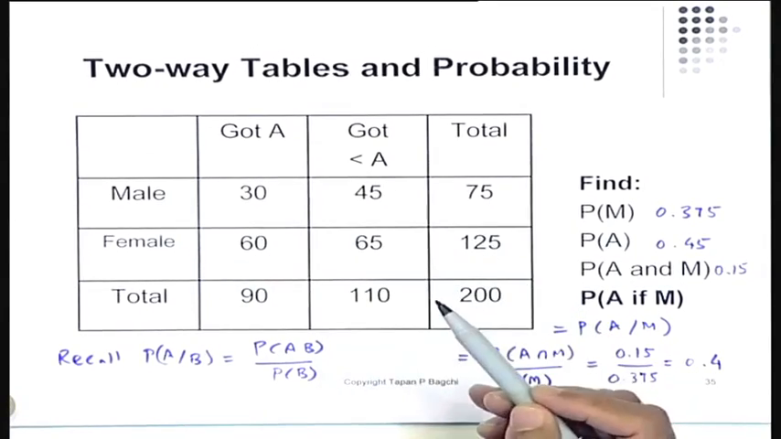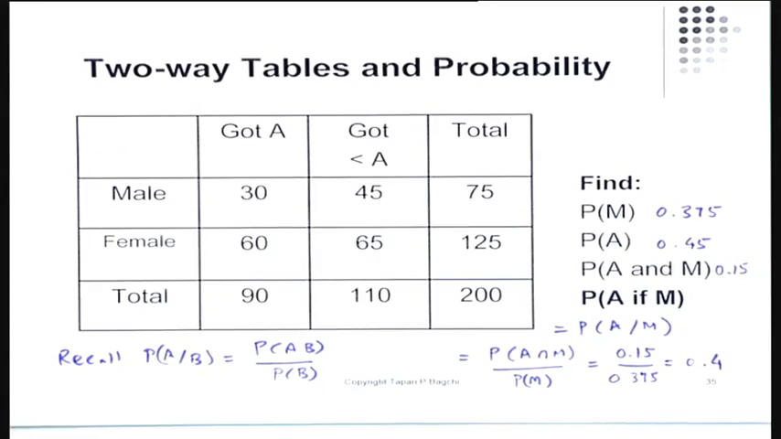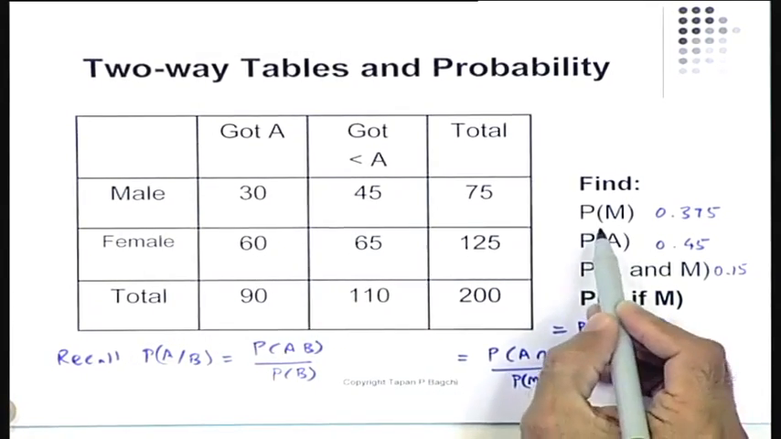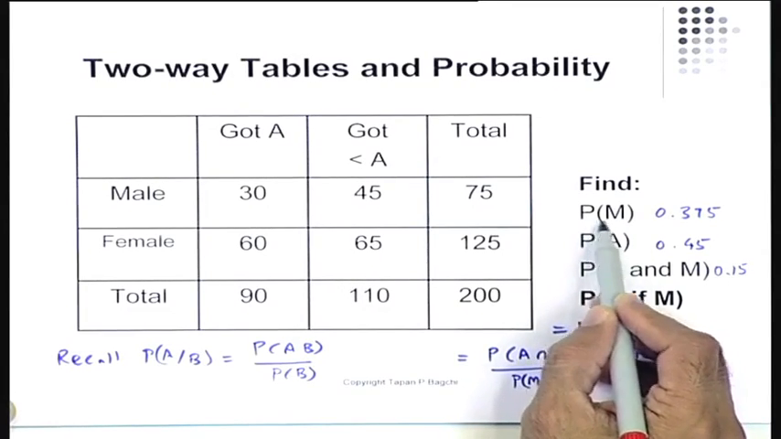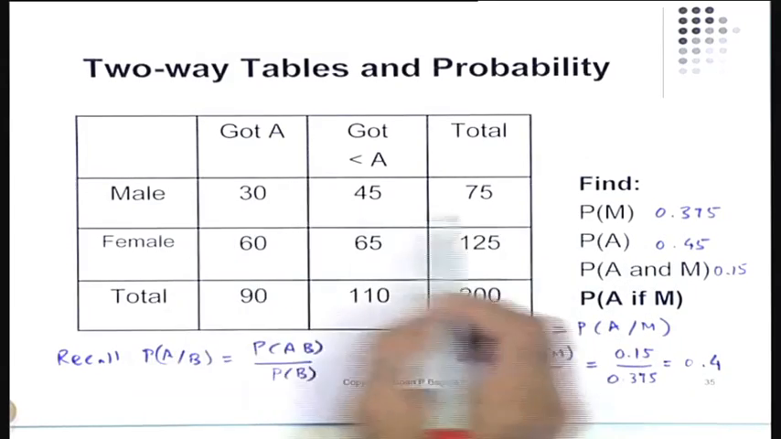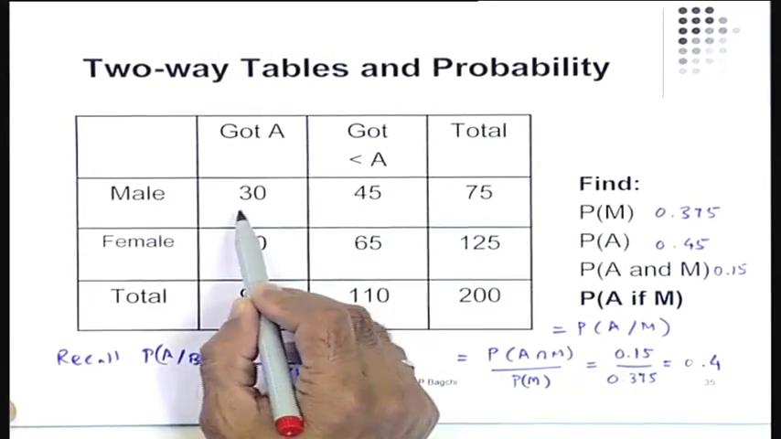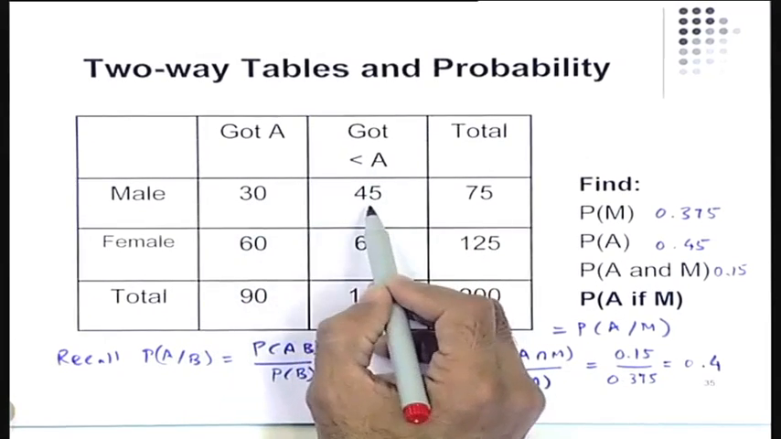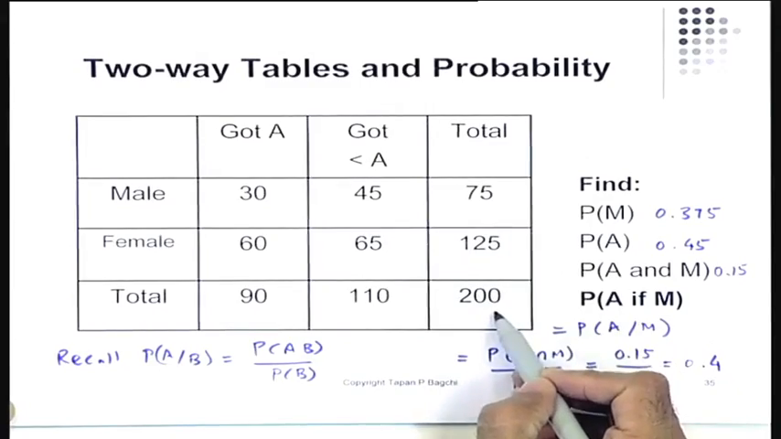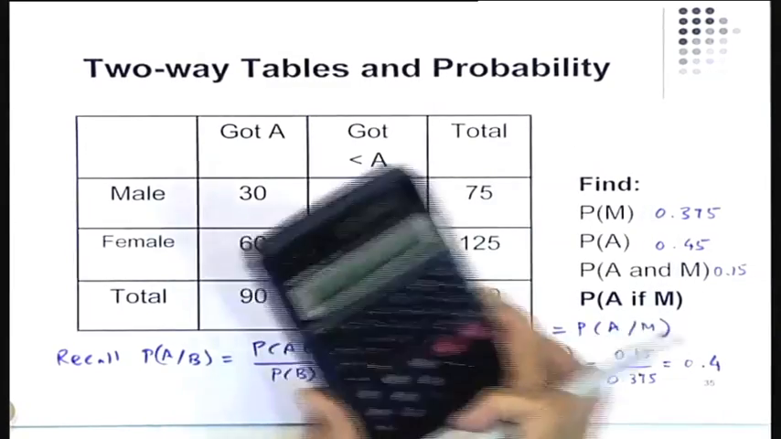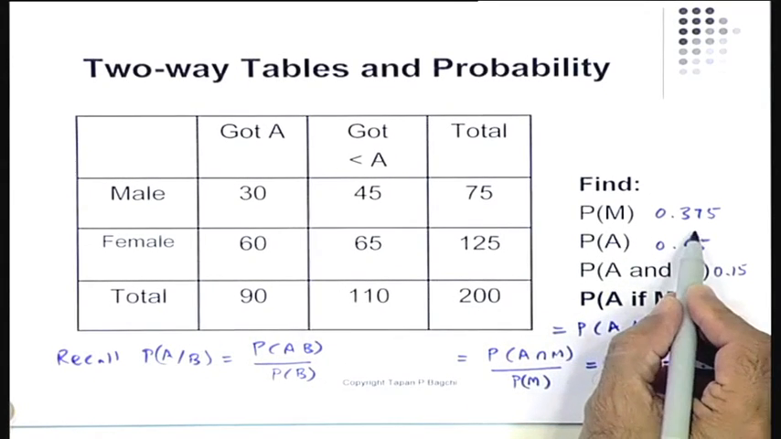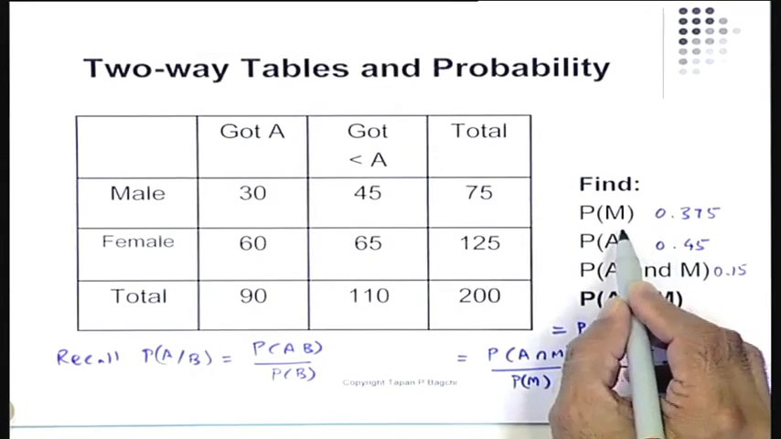So here I am using counting, I am doing really objective evaluation. I am not going by opinion, I am going by hard data. What is the probability that a randomly picked student is male? Let's take a look at that. How did I get 0.375? The chance of being male: those who got A were 30, and those who didn't get A were 45, so the total is 75. I divide 75 by 200 and I use my machine, and it gives me the number 0.375. Thus the probability of a randomly picked student being male.